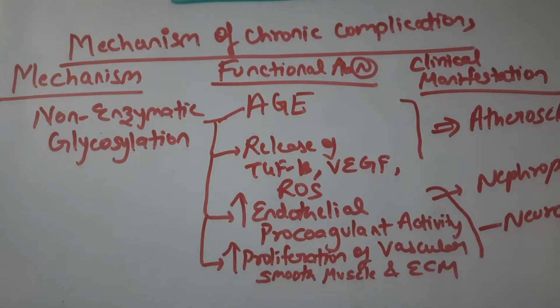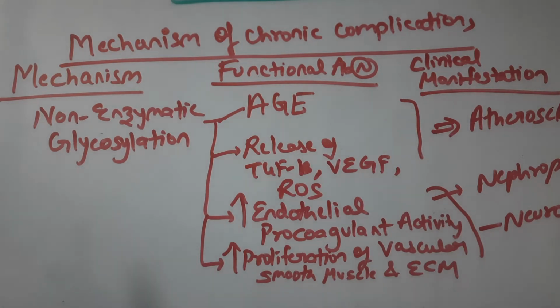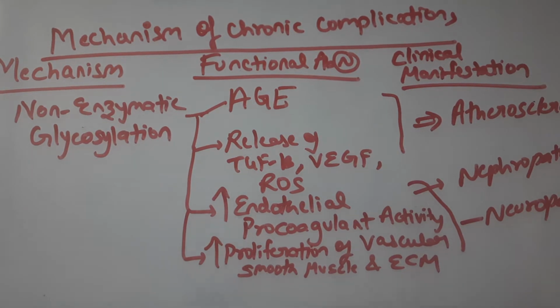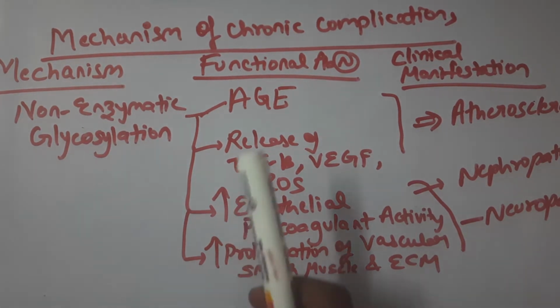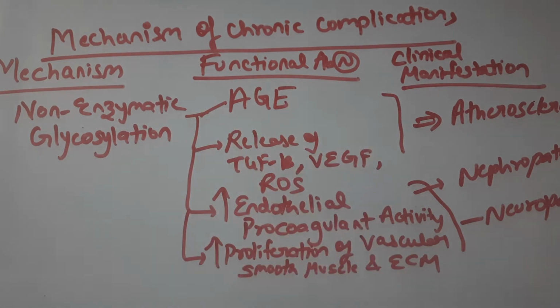Now let us discuss the mechanisms of chronic complications in diabetes mellitus. We will discuss the mechanism, the functional abnormalities, and how it clinically manifests. The first mechanism is non-enzymatic glycosylation. Non-enzymatic glycosylation could lead to formation of advanced glycation end products, AGE.